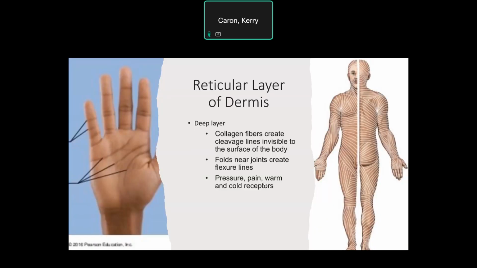The reticular layer of the dermis is the next deeper layer beneath the papillae. It's got collagen fibers, it makes cleavage lines, it's deeper. Like in your hands, unlike your fingerprints, which are finer in the papillae layer, in the reticular layer of the dermis we've got our creases, our cleavage lines. We've got folds in your joints. In this layer of the dermis, we feel pressure, pain, warmth, and cold.